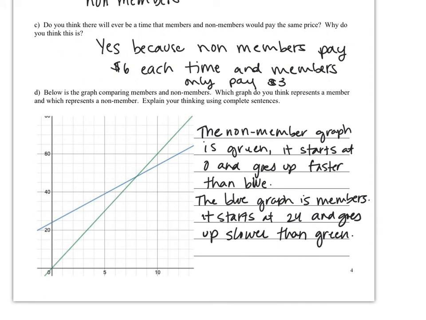So an example of an answer that you might give would be that the green graph represents the non-members because it starts at 0 and it's going up at a faster rate than the blue graph. The blue graph represents members because it starts at 24 and it's going up slower than the green graph. Don't worry if your answer doesn't match perfectly. We're just starting to investigate how graphs and equations match up.